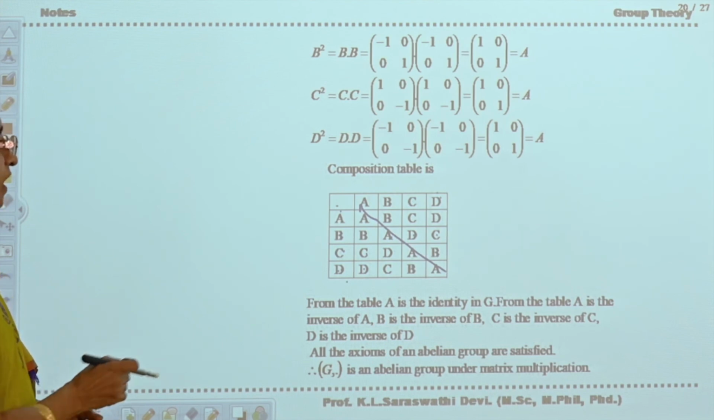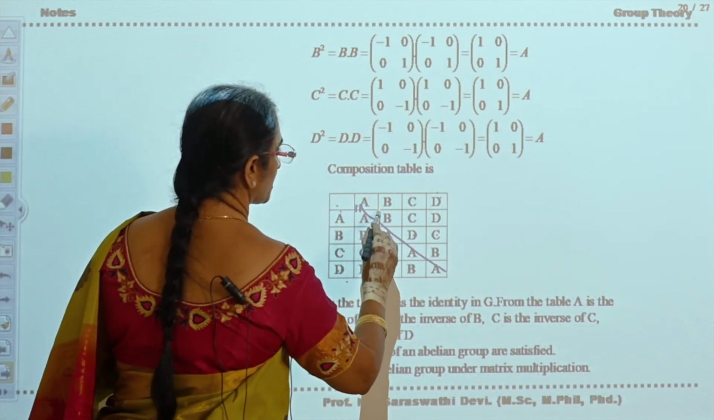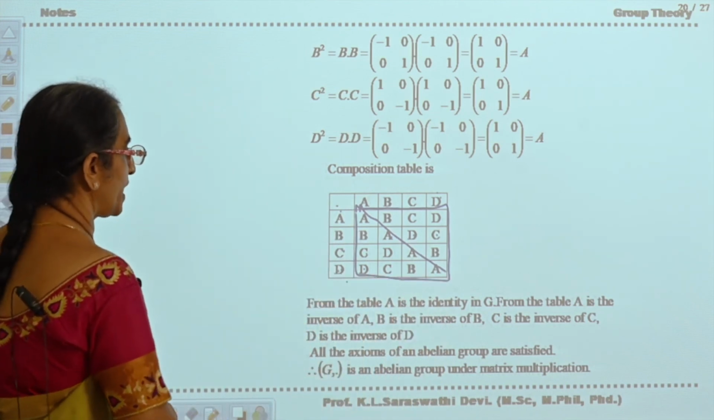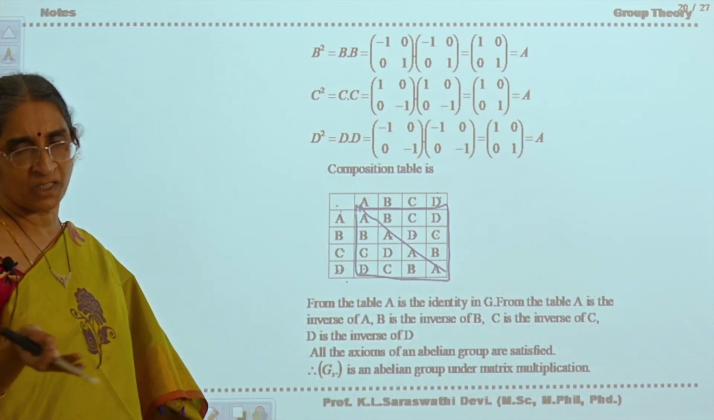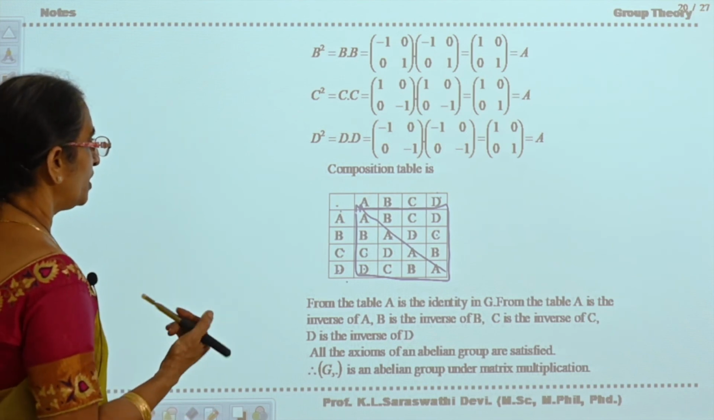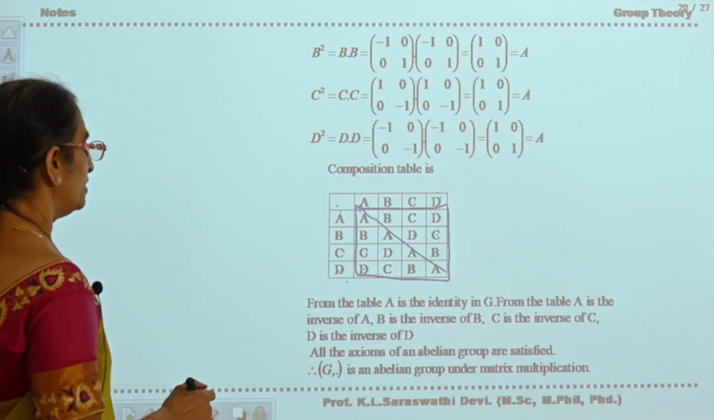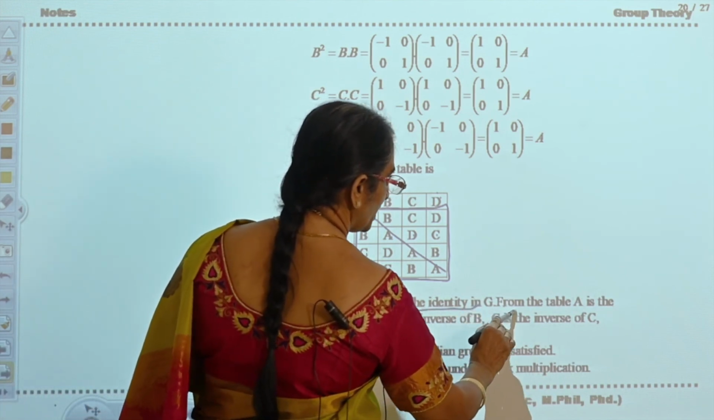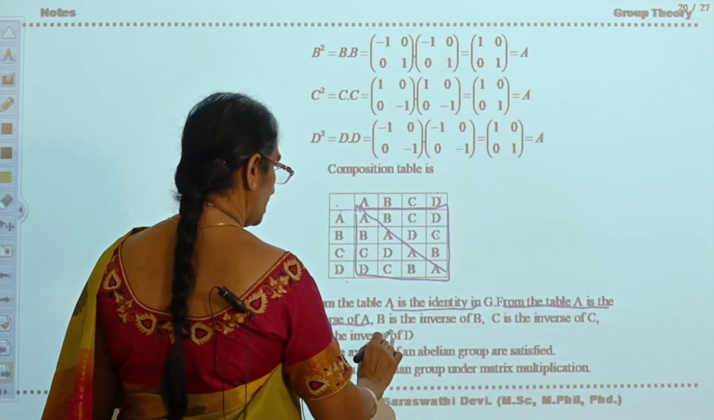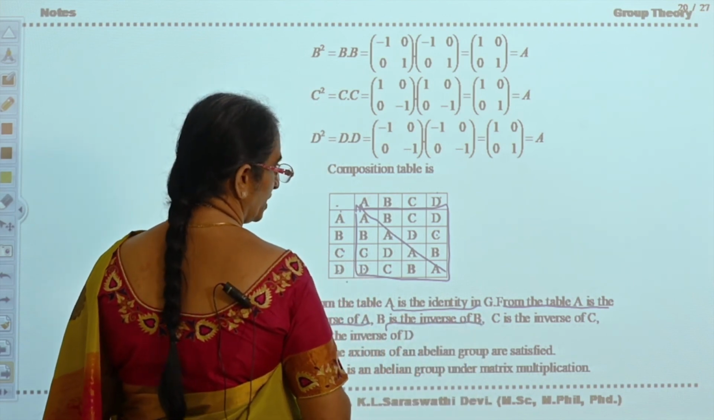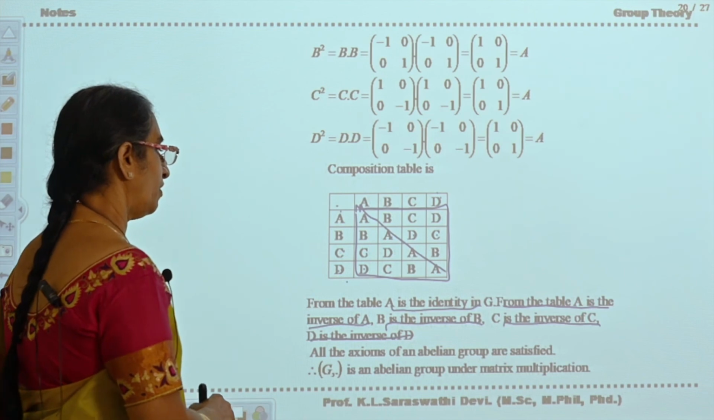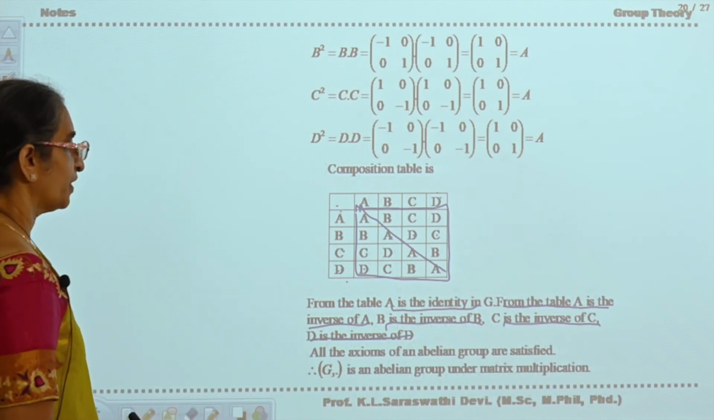Here, all the entries, see, the body is this. All the entries are in the group. Therefore, closure is satisfied. Matrix multiplication is associative, you know. Now, inverses. From the table, A is the identity in G. From the table, A is the inverse of A, B is the inverse of B, C is the inverse of C, D is the inverse of D. All the elements possess an inverse.